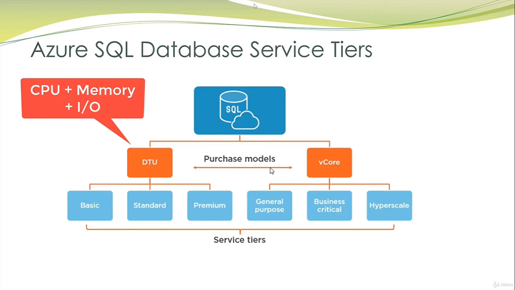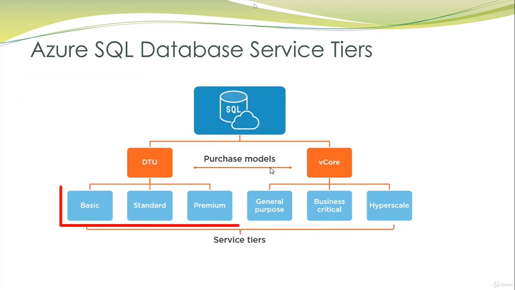These compute sizes are available within the service tiers like basic, standard, and premium. Each tier consists of multiple sizes, and each size provides varying scale of not just DTU but maximum database sizing, storage capacity, and storage performance.